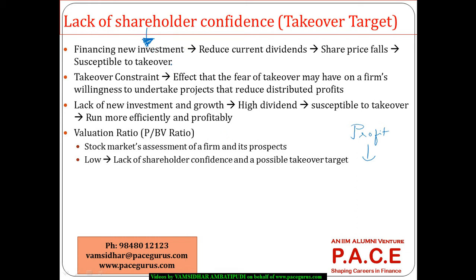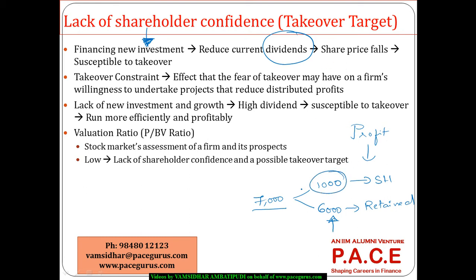Now, if it is putting the money in a new investment, obviously the payout is going down. Let's say out of the 7,000 profit the company has generated, the management decides that it will pay 1,000 in the form of dividend to the shareholders, and the remaining 6,000 will be retained, which will contribute to the growth of the company. So if the company retains a significant portion of the profit, obviously the dividend which it is paying to the investors will come down.